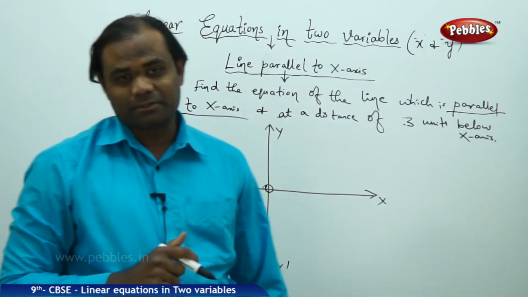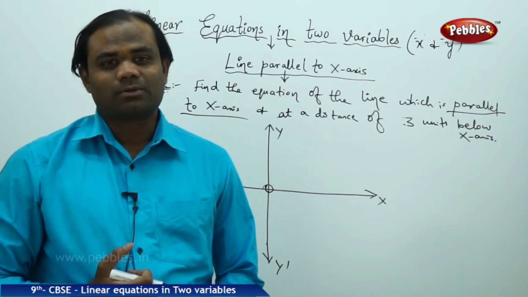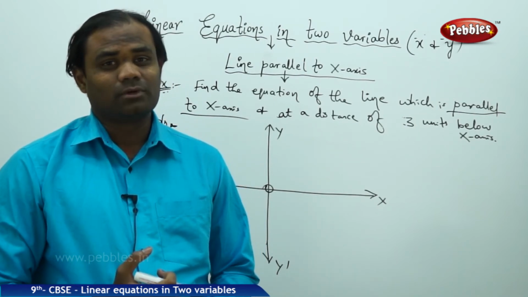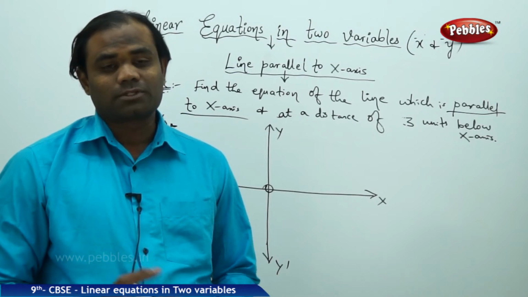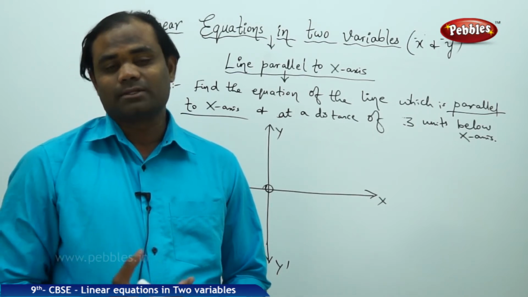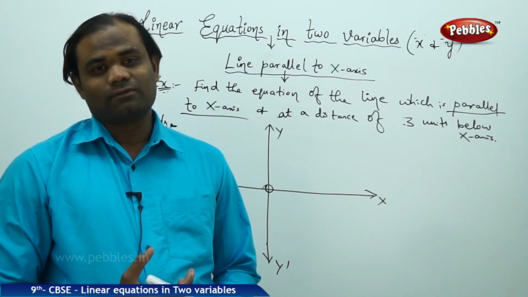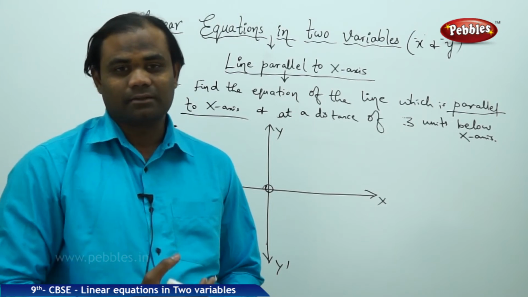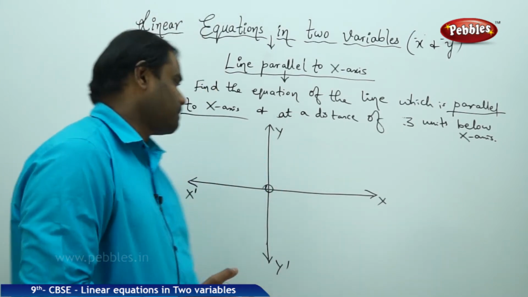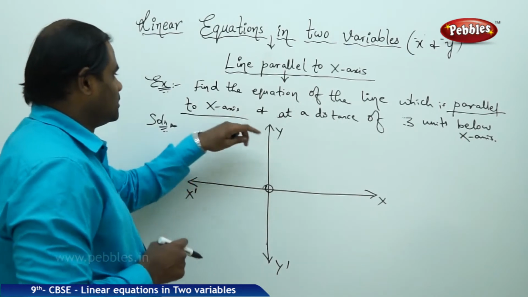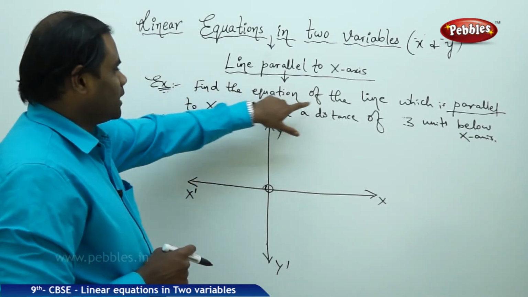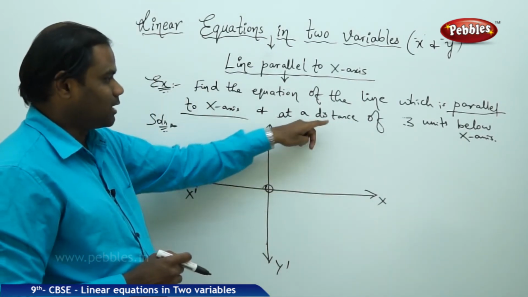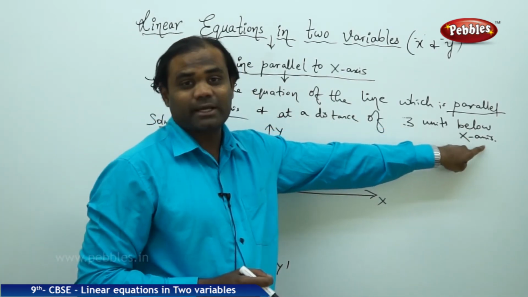The condition which we have seen in the previous session is that any line which is parallel to x-axis is of the form y equals k. What's k? K is the y-intercept, or the distance of k is the distance between the x-axis and the line, the perpendicular distance. So the line which we need to find is parallel to x-axis and at a distance of 3 units below x-axis.